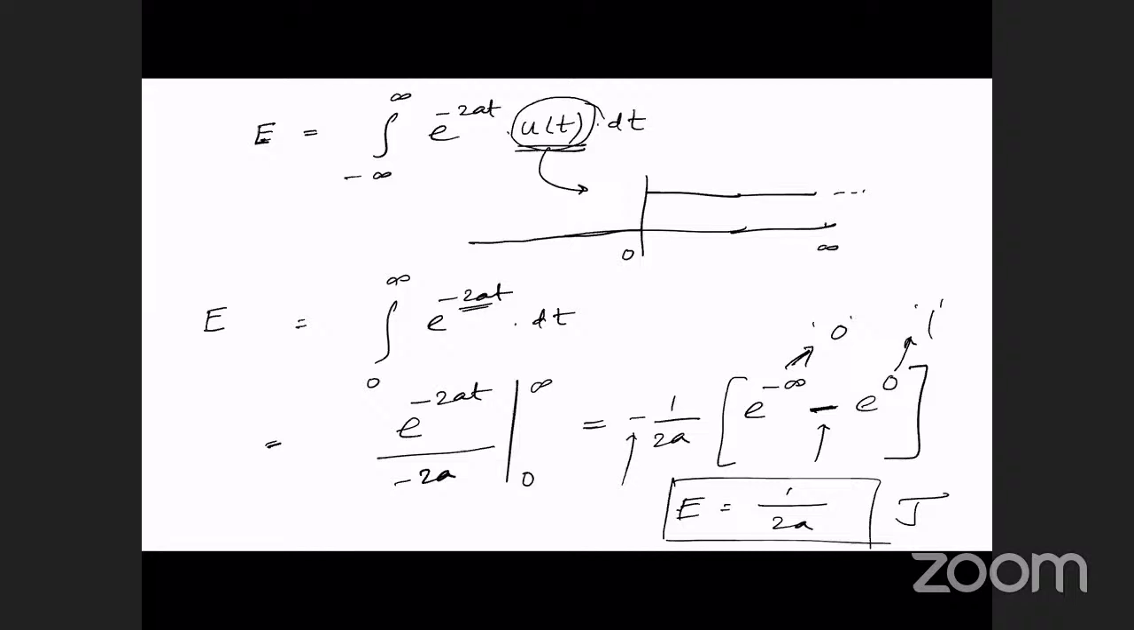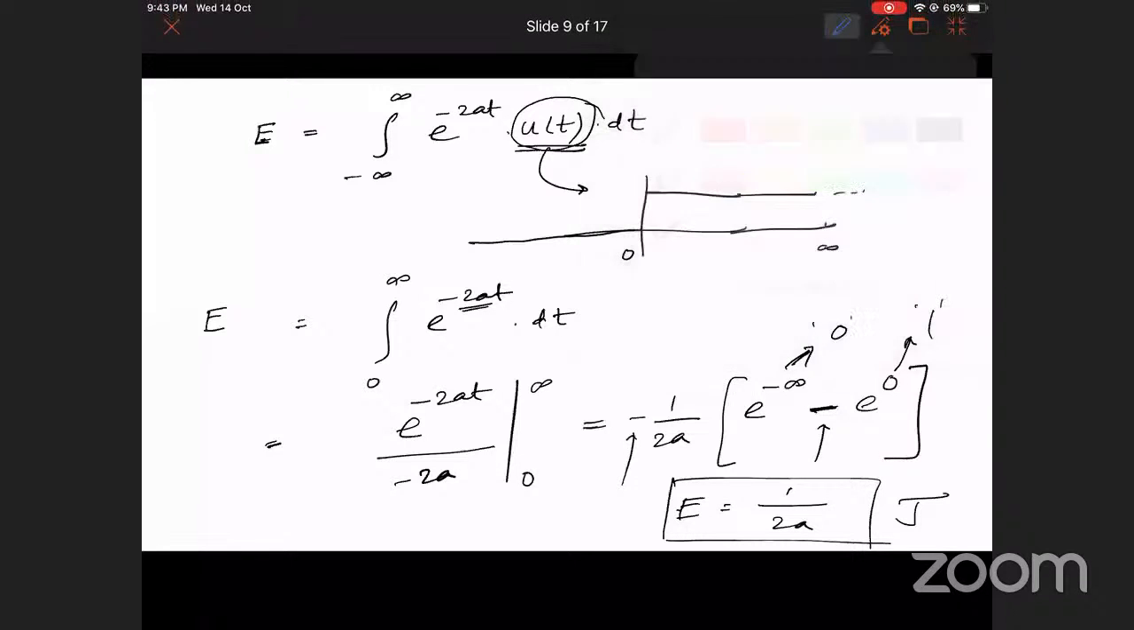So one thing is very clear that energy for this is finite, guys. It's finite. So if energy is finite, common sense says that the power will come out to be 0, correct? And you know from the relation how power becomes 0, guys. Okay. So if energy is finite, power is always 0, and that signal is said to be what signal? Come on, guys. Energy signal. So this is an energy signal, right? So I hope you understood this.